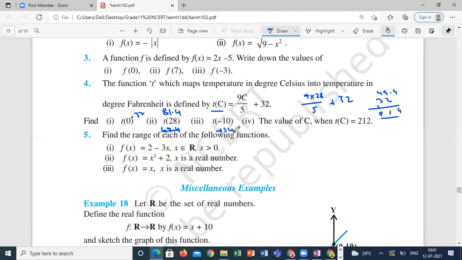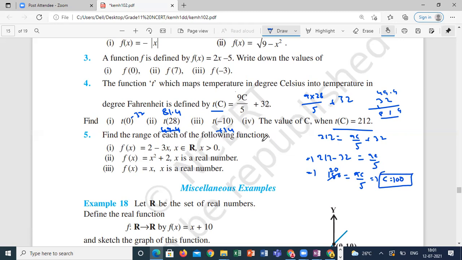T of C is 212. How will you find the C value? 212 equals 9C by 5 plus 32. So 212 minus 32 is equal to 9C by 5. How much is 212 minus 32? 180. So C is 100? Yes, sir.